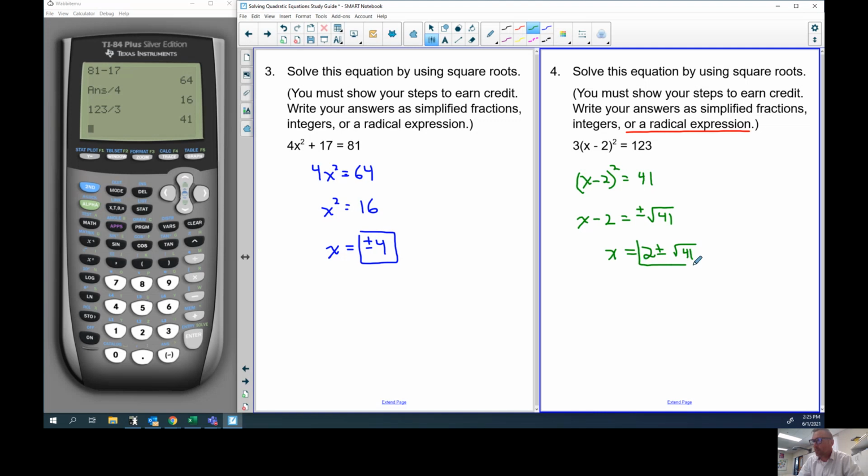So could we turn that into a decimal? Yeah, of course we could. And that's what IXL asked us to put into the answer boxes. But we could just leave the answer like that as well.